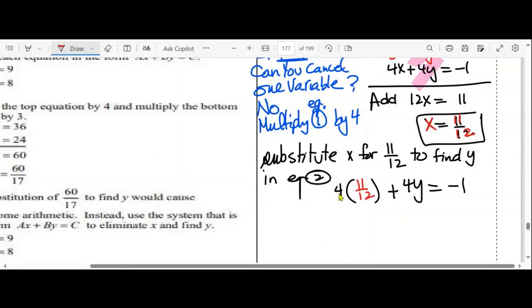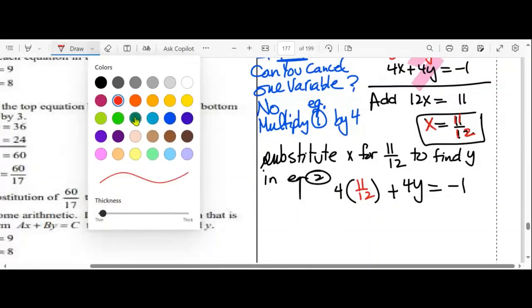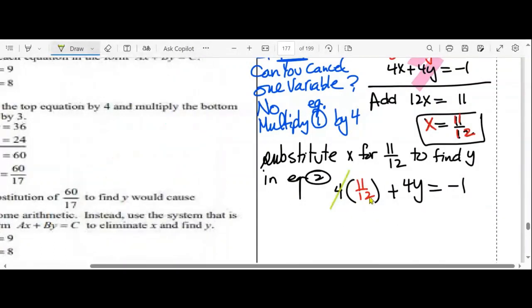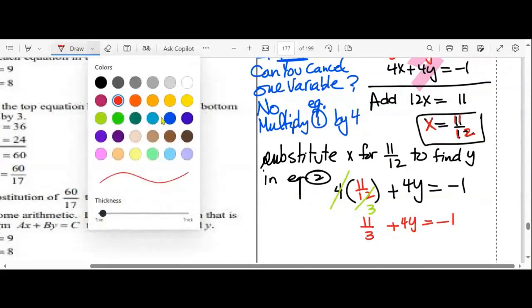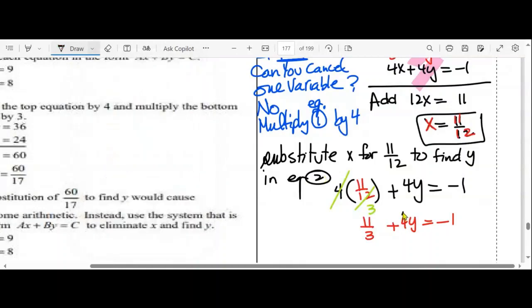Now, can I cancel the 4 with the 12? What do you get? 3. So it's going to be what? 11 over 3 plus 4y equal negative 1. Good or bad? It's bad, right? Why is it bad? Because I have a fraction, right? Do you like fractions? So I need to get rid of the fraction.